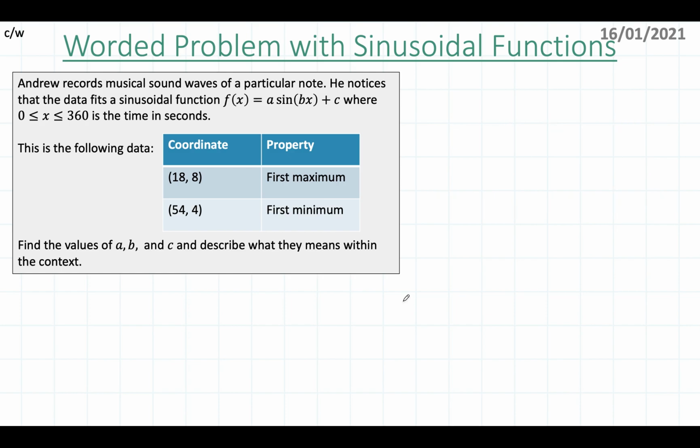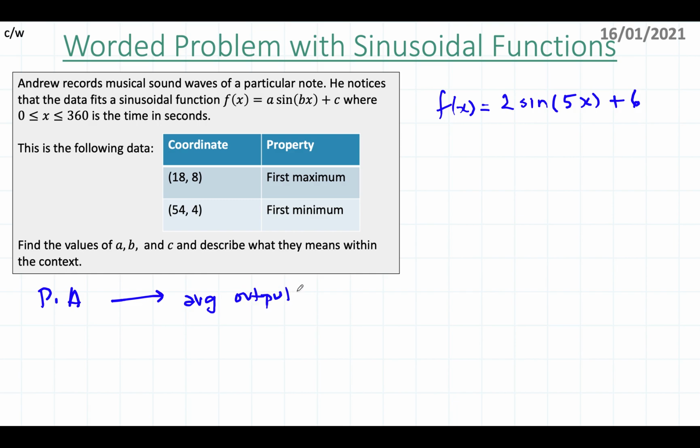So in terms of interpreting the values within the context, let's write the function again: 2 sine 5x plus 6. To understand what each value means, it's basically the same interpretation for any question you have. The principal axis value will give you the average output. So it tells you what the average output is.